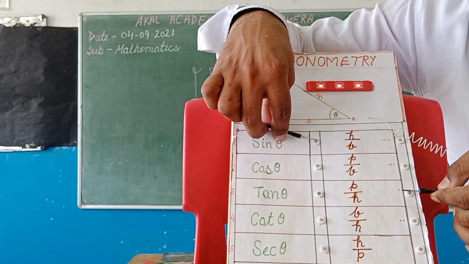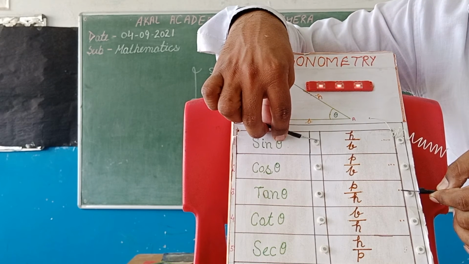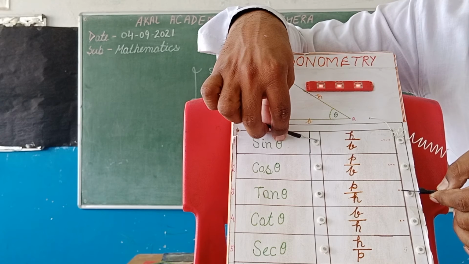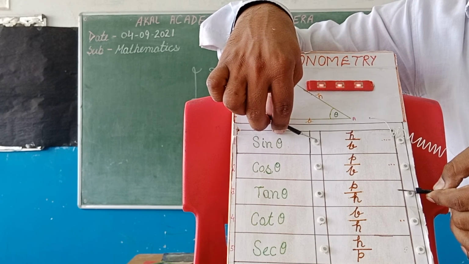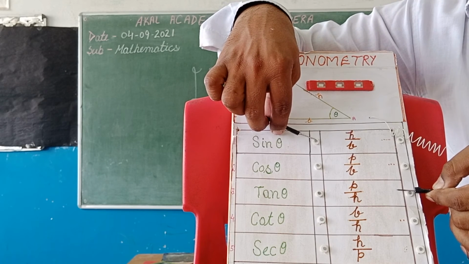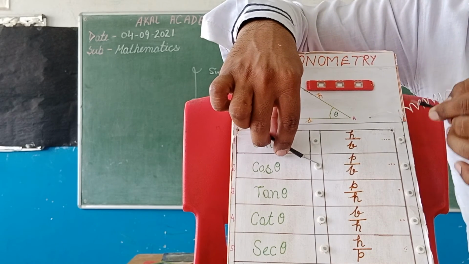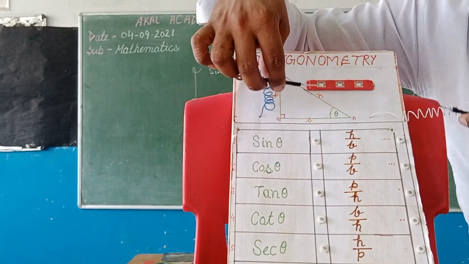Third one you have is P by H. You can see here students, the light flashed. It means the correct answer for sin theta is P by H. So in this way you can find the value of cos theta, tan theta and all other ratios.